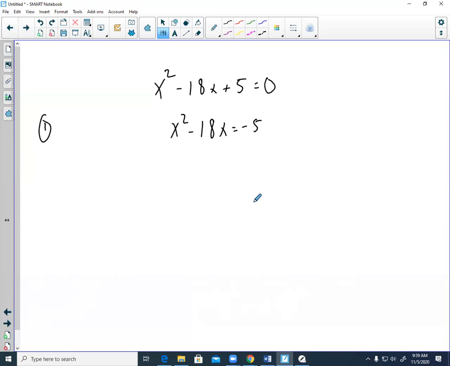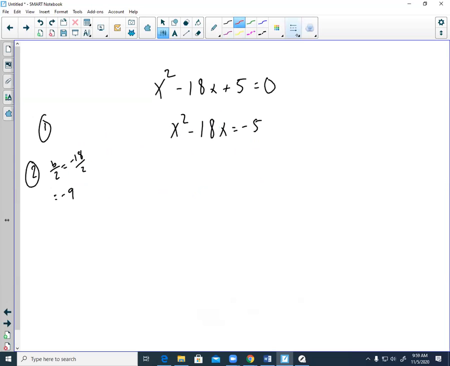Okay, so x squared minus 18x equals negative 5. Now what I'm going to do for my step 2, the first thing I'm going to find is what b over 2 is. b over 2, and I'm going to take this negative with it. b over 2 is negative 18 over 2, which is negative 9, right? Because negative 18 divided by 2 is negative 9.